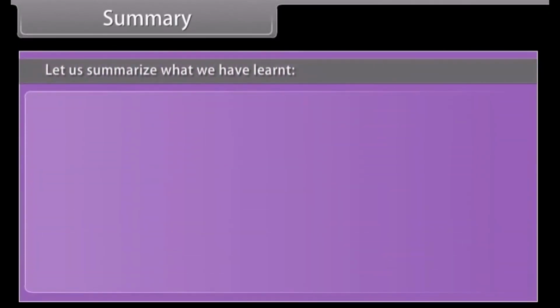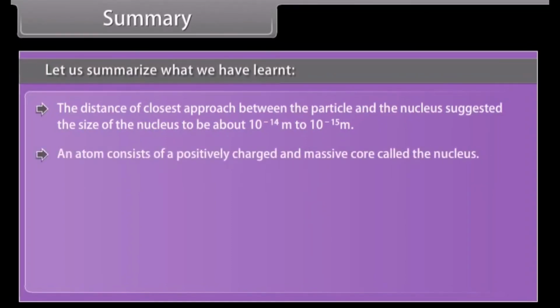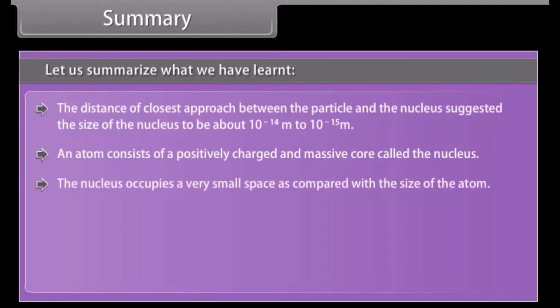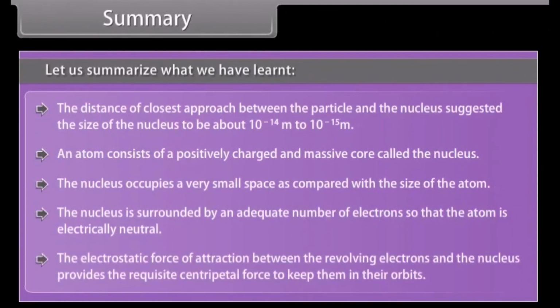Summary. Let us summarize what we have learned. The distance of closest approach between the particle and the nucleus suggested the size of the nucleus to be about 10 raised to the power minus 14 meter to 10 raised to the power minus 15 meter. An atom consists of a positively charged and massive core called the nucleus. The nucleus occupies a very small space as compared with the size of the atom. The nucleus is surrounded by an adequate number of electrons so that the atom is electrically neutral. The electrostatic force of attraction between the revolving electrons and the nucleus provides the requisite centripetal force to keep them in their orbits.